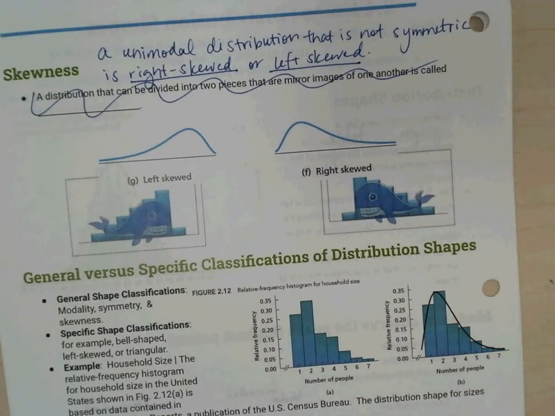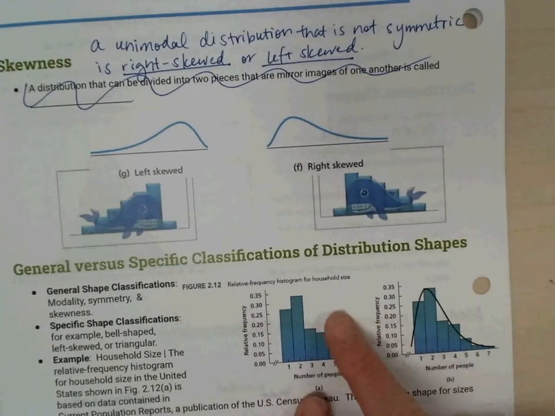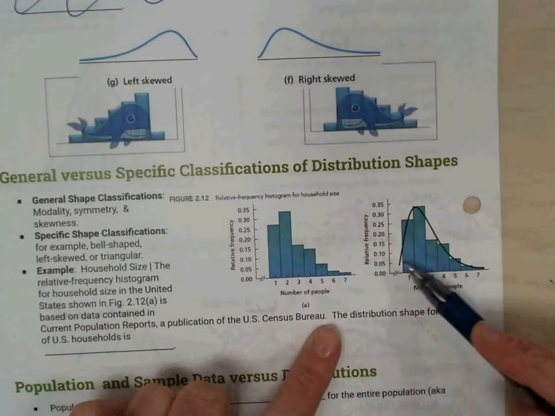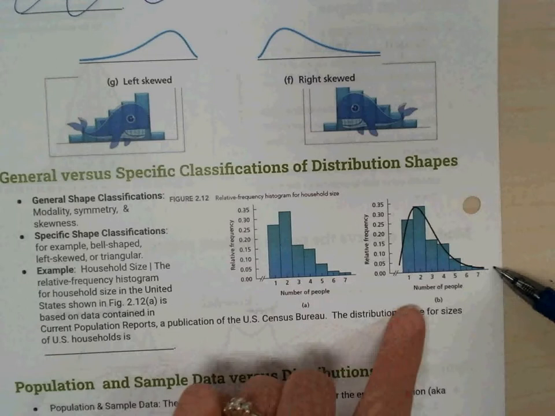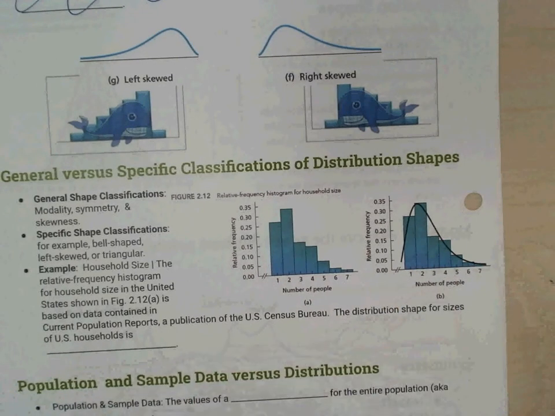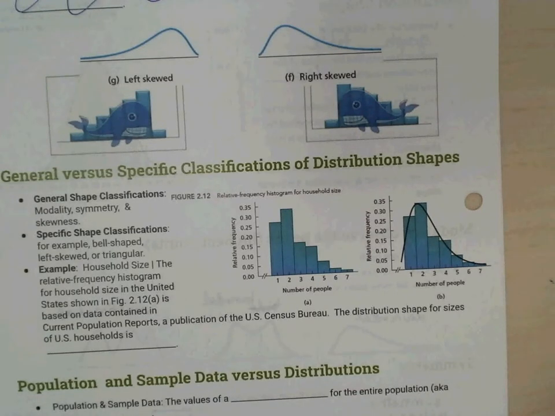Distribution shape for sizes of U.S. households is, so here's the basic histogram that you would see. You can see that a curve has been drawn over top. Which one of the distribution shapes, specifically, specific classifications, do we see there?